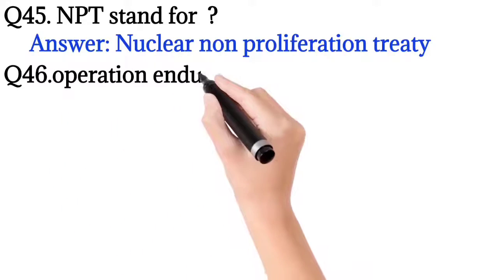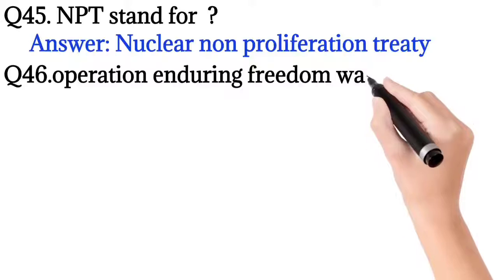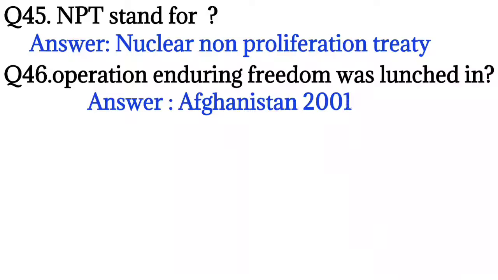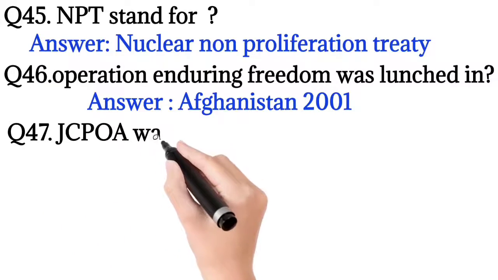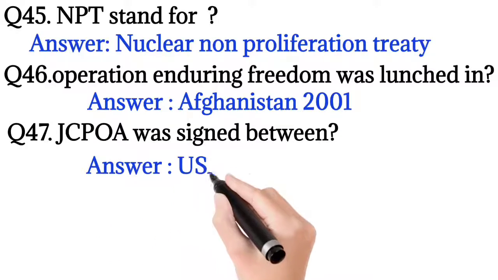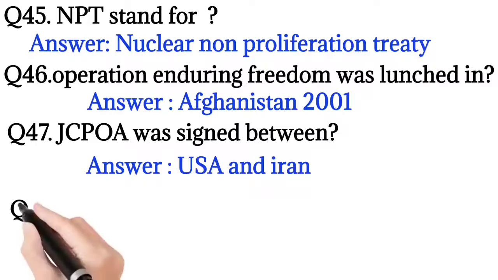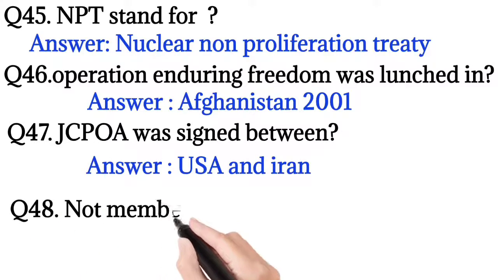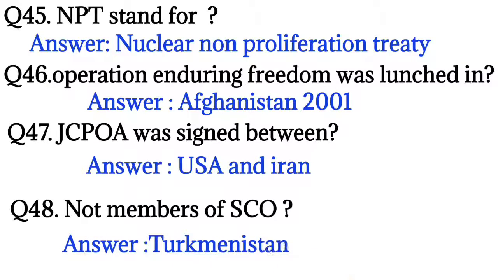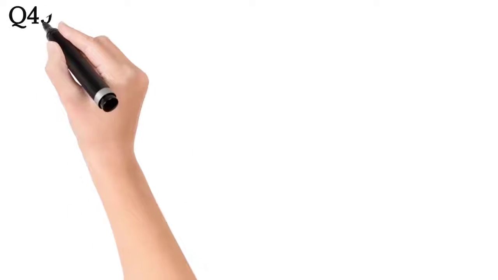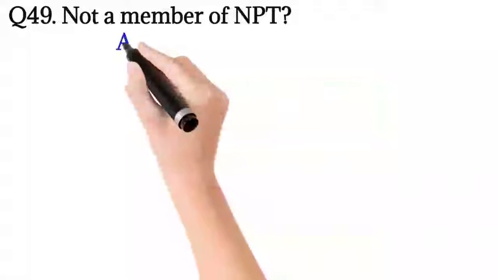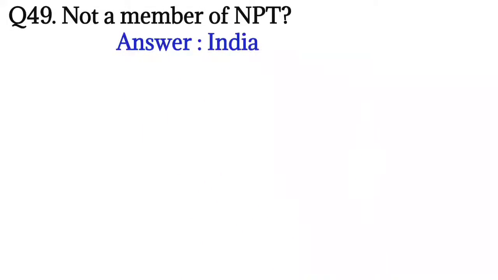Question number 46. Operation Enduring Freedom was launched in. So the answer is Afghanistan, 2001. Question number 47. JCPOA was signed between. So the answer is USA and Iran. Question number 48. Not a member of SCO. So the answer is Turkmenistan. Question number 49. Not a member of NPT. So the answer is India.